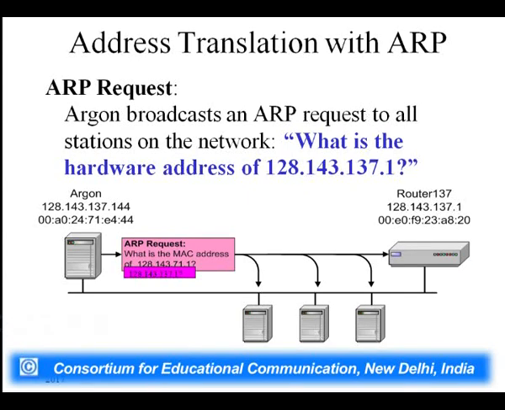It will be received by all of these, the three lower ones plus this router. But the three lower machines will not respond, because 128.143.137.1 is not their IP address. It is the IP address of this router. So, only this router will respond. How does it respond?